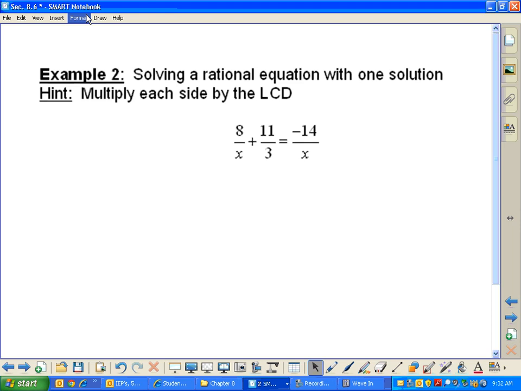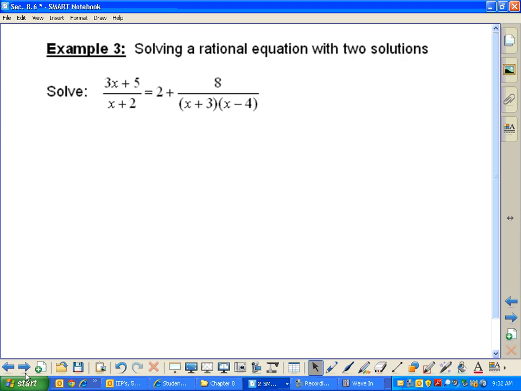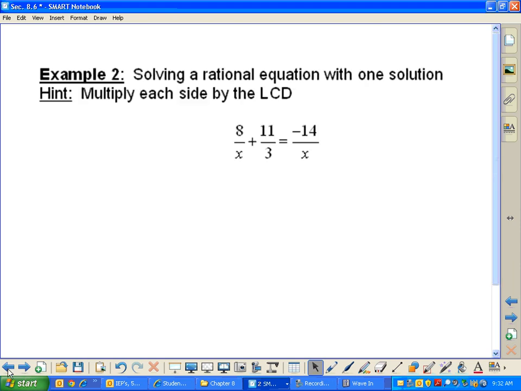And it gives you a hint. It says multiply each side by the LCD. That's the method we're going to talk a little bit more about tomorrow. And we're going to start tomorrow with example 3. We might actually even start it today. We'll see how it goes. But as far as example 2 is concerned, they give you a little bit of a hint, but we're going to ignore the hint for a minute, and we're going to try a different method.